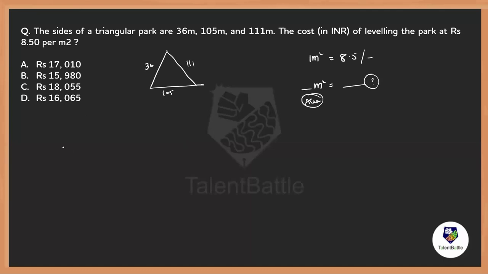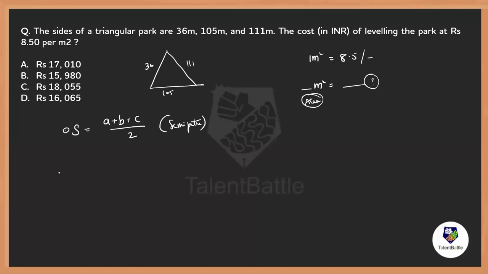Now, how can you find the area with the sides? You should have an idea of finding the perimeter. What is perimeter? Semi-perimeter S is nothing but (A plus B plus C) by 2. The perimeter is the whole sum, but you will find S, the semi-perimeter. Why are we finding the semi-perimeter? Because we don't have any formula with the perimeter, but we do have a formula with the semi-perimeter for finding the area of a triangle.